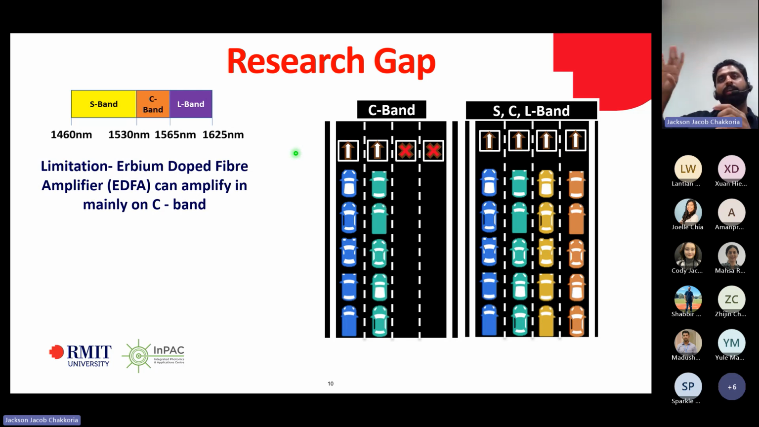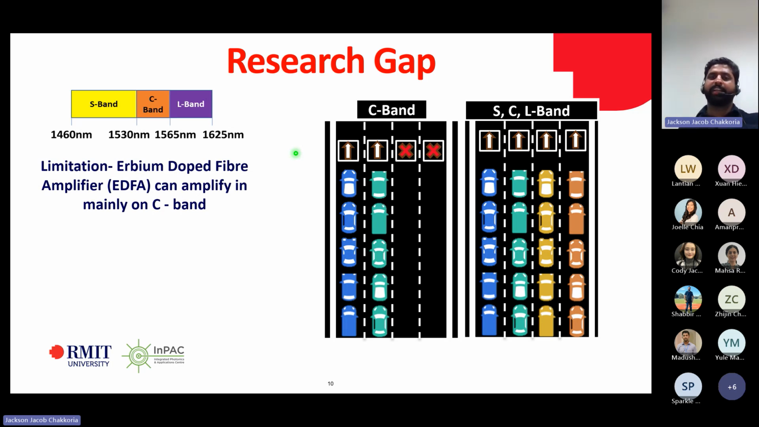So if you think about it, if you're using the 4 lines in the highway, you can use the entire highway to make the vehicles move, and overall the amount of data vehicles transfer will be really high.